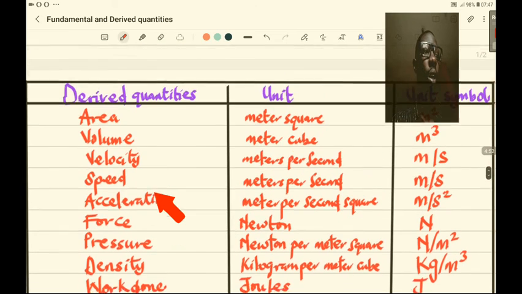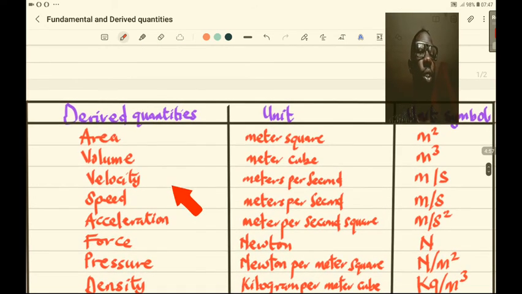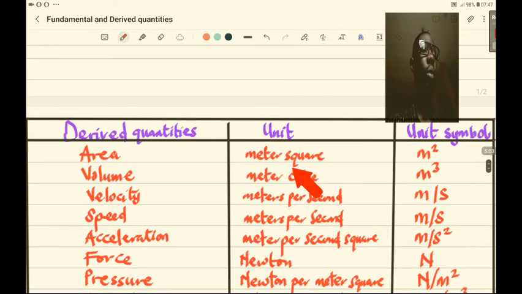Now they also have their units. We have meter square, which is the unit for area, and the unit symbol is m raised to the power of 2. Then we have meter cube, m raised to the power of 3, which is the unit for volume. Then velocity, meters per second, and speed, meters per second. Velocity and speed are dimensionally equivalent, so they have the same unit. Then acceleration, meters per second square, m/s raised to power 2.